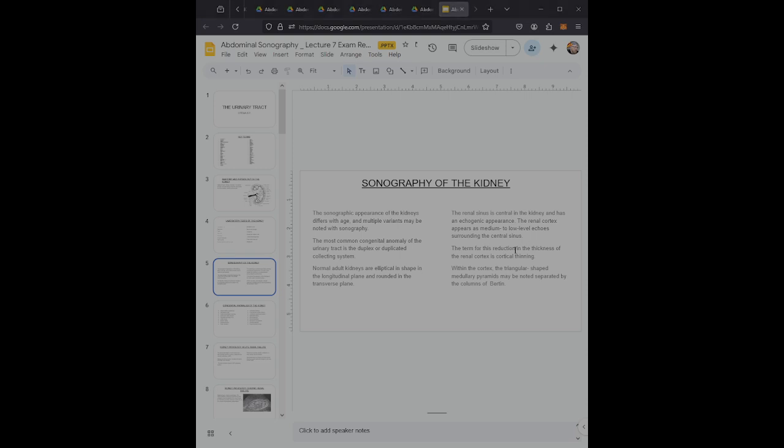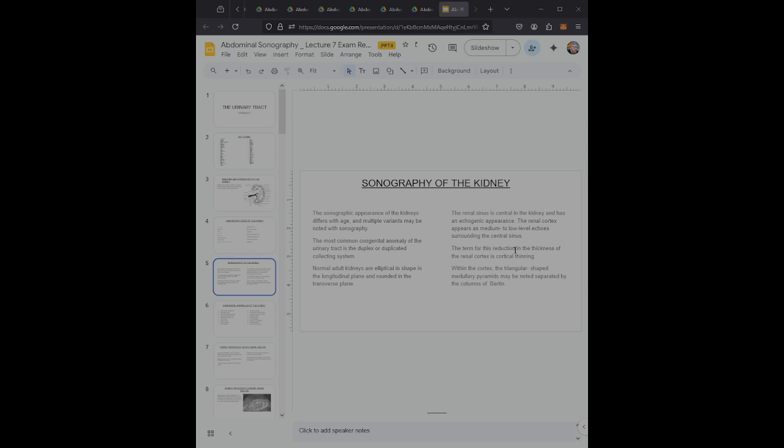So the sonographic appearance of the kidney differs with age, and multiple variations may be noted. Normal adult kidneys are elliptical in shape in the longitudinal plane, and they are rounded in the transverse plane. Though renal size varies with age, in the adult they typically measure 8 to 13 centimeters in length, 2 to 3 centimeters in the AP dimension, and 4 to 5 centimeters in width.